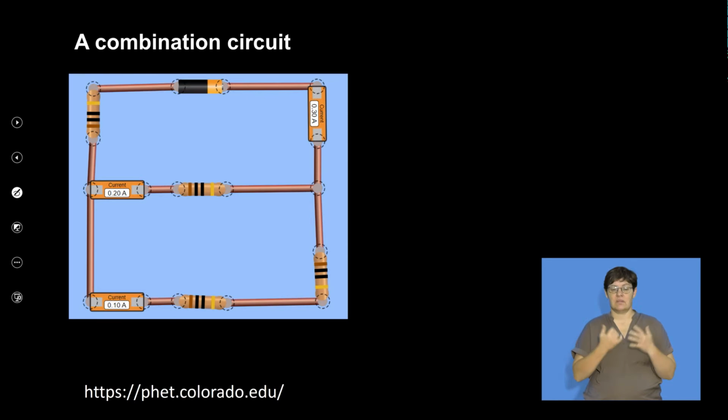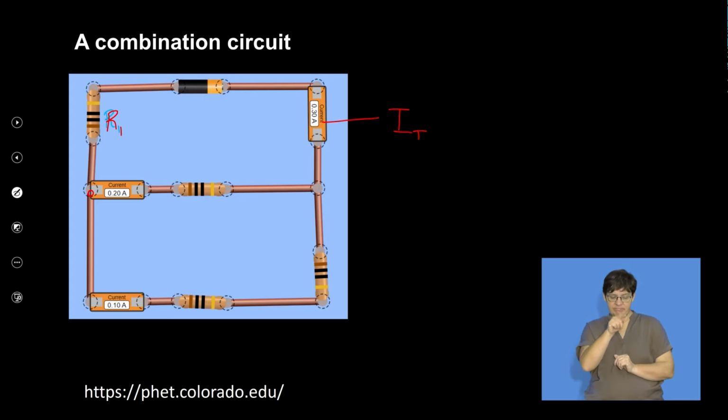Now, if you look at this combination circuit, we've got this resistor, let's call this R1, just to use a different color. So all the current passes through R1. How much current goes through R1 is the total current in this case, which is 0.3 amperes.